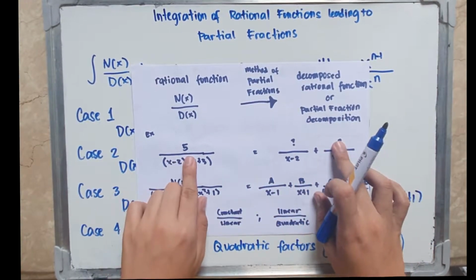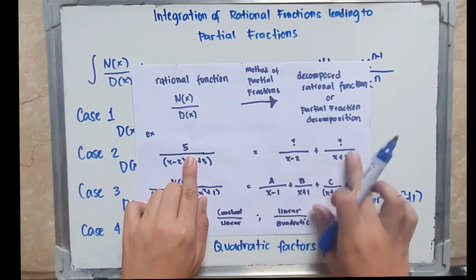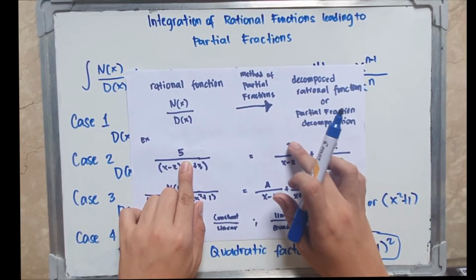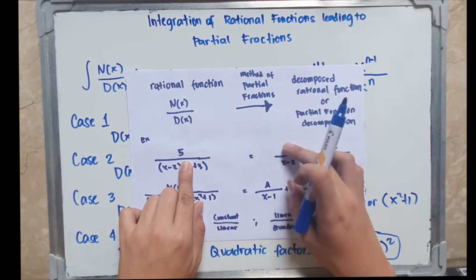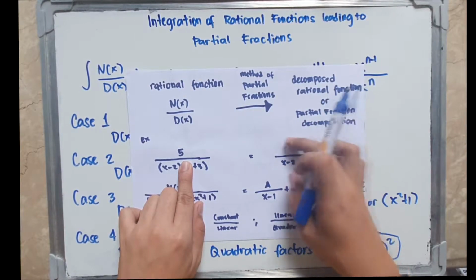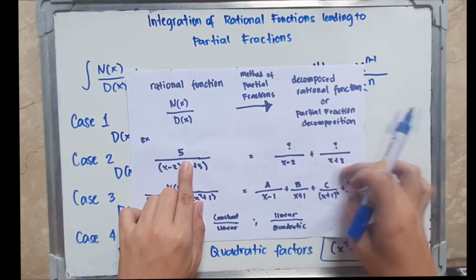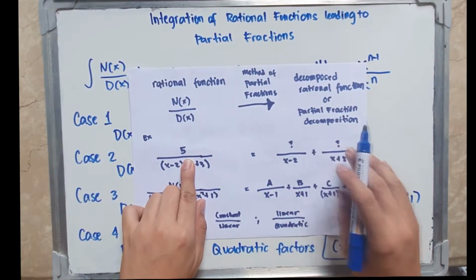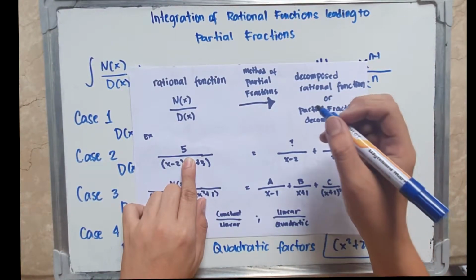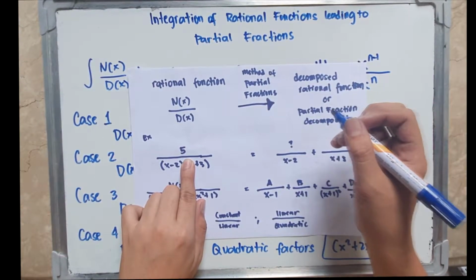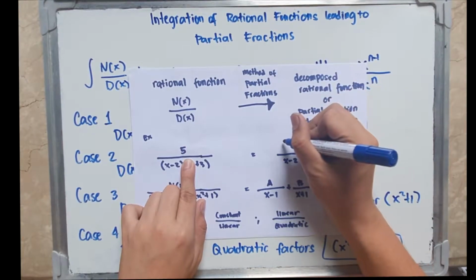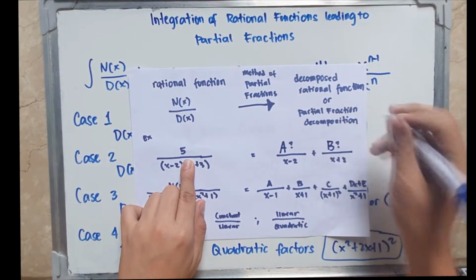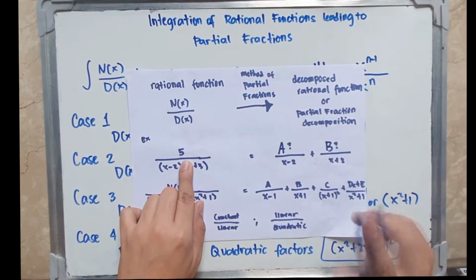Okay, this is equivalent to this one, but unfortunately we don't know what the coefficient is for the numerator for this item right here and what the numerator is for this item right here. So this is an unknown. Basically what we're going to do is assign a constant. Let's call this one A and let's call this one B, and so on and so forth.